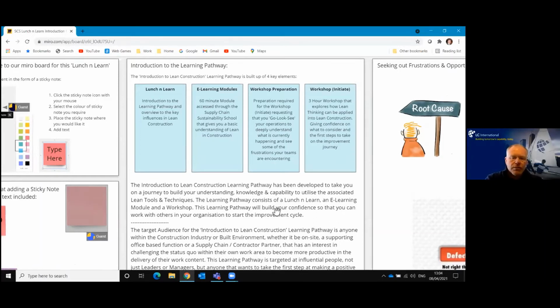So the learning pathway, and the way we're working this through the course of the year, is to take you on a learning journey from an overview of what Lean thinking is, into some base knowledge that you can gather through the e-learning, and then finally entering into a workshop where we can work together collaboratively with like-minded people to say, how do we explore that Lean tool and technique, and how do we make it work within our own chosen workspaces?